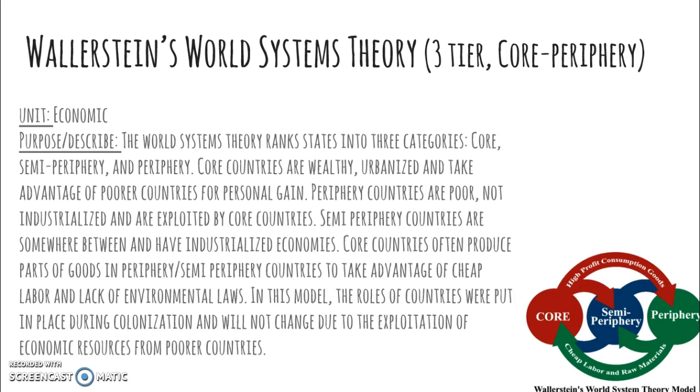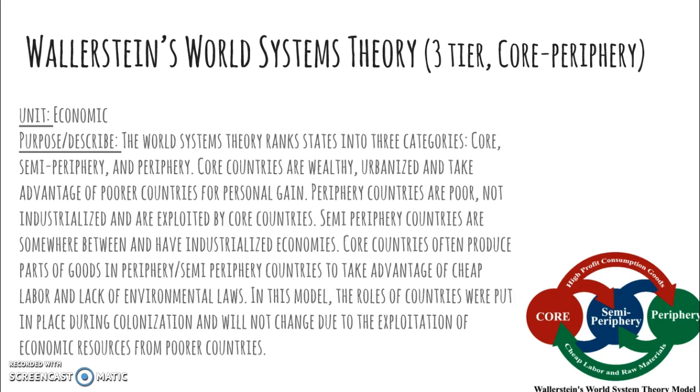The World Systems Theory is in the Econ unit, and it ranks countries into three categories: core, semi-periphery, periphery. Core countries are wealthy, urbanized, and take advantage of poorer countries. Periphery countries are poor, not industrialized, and exploited by core countries. Semi-periphery countries are somewhere between and have industrialized economies. Core countries often locate industries in semi-periphery countries.